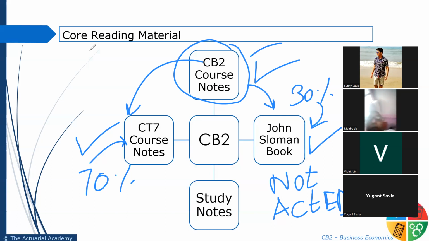Looking at this, it looks a bit tedious, figuring out which portion to take from where: 70% here, 30% there, here and there, up and down. How should we do it? You do not need to worry about it.